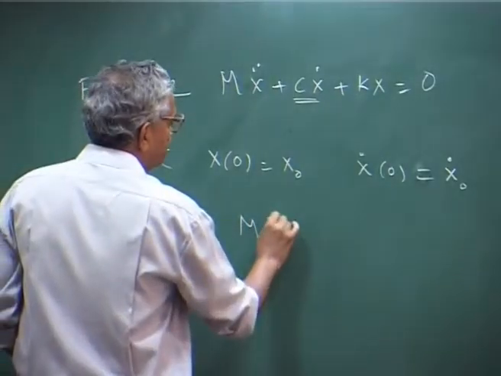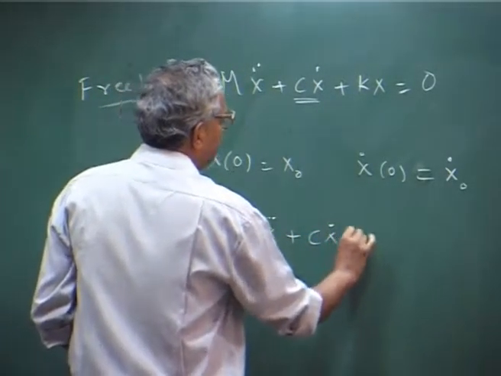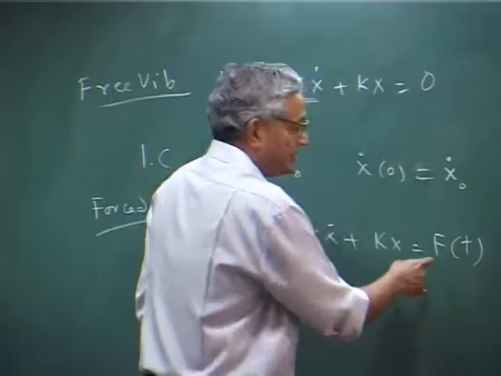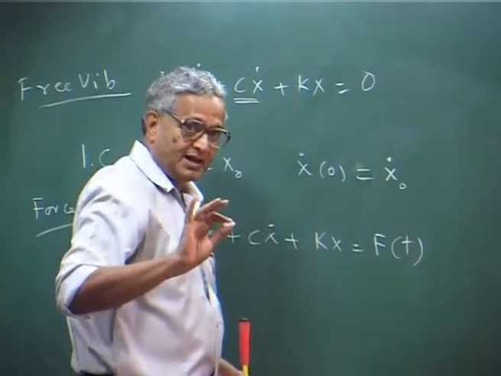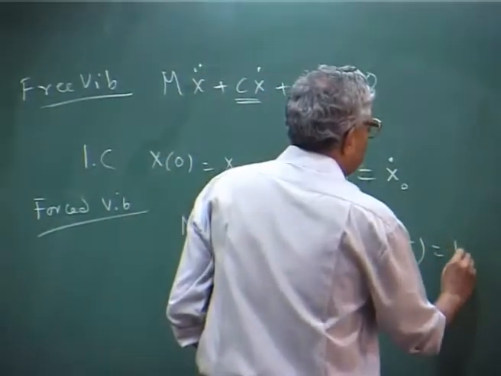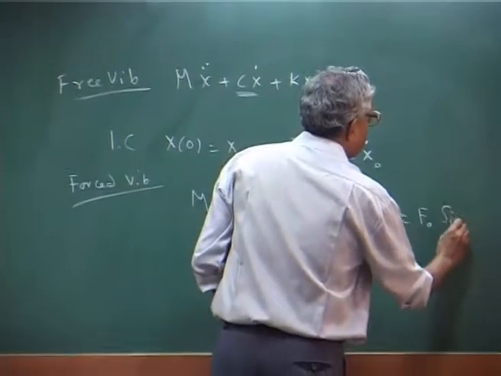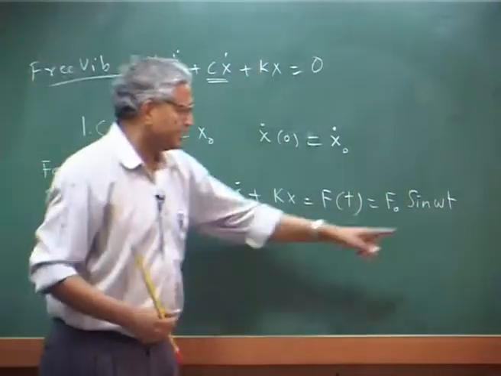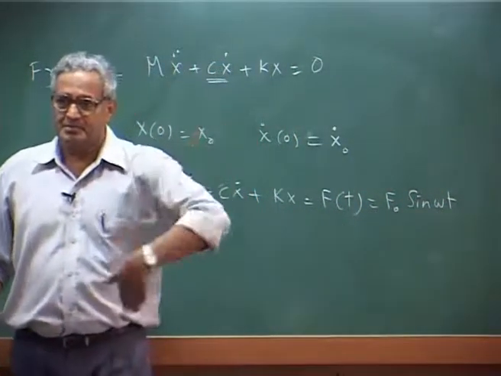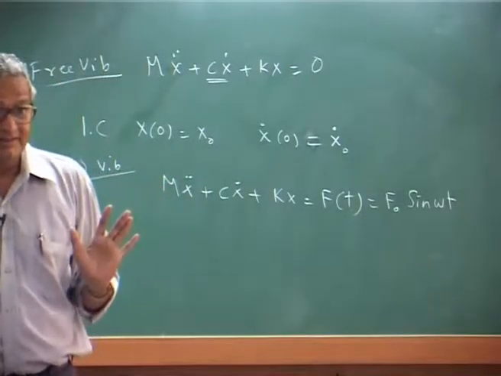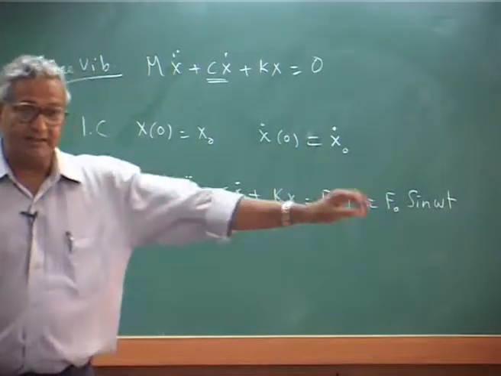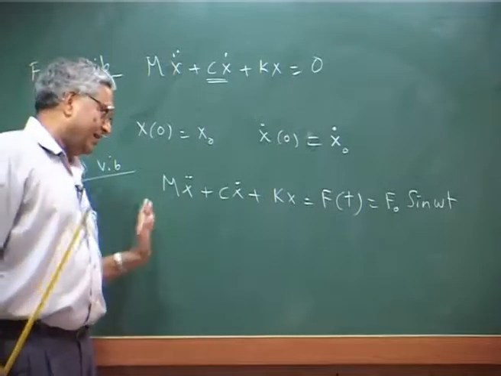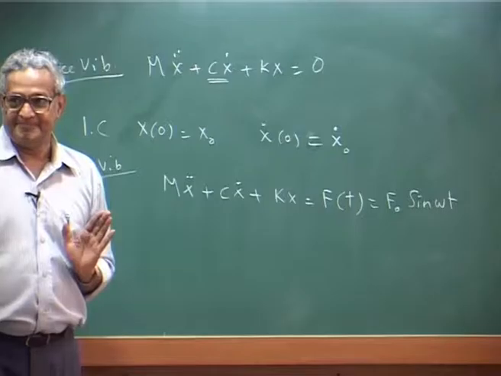In forced vibration, you would have studied the same equation, kx equals f of t. If you study harmonic motion, you may write f naught sin omega t or cosine omega t, where omega is the excitation frequency, the input frequency. It has nothing to do with the natural frequency. You may have that equal to that.